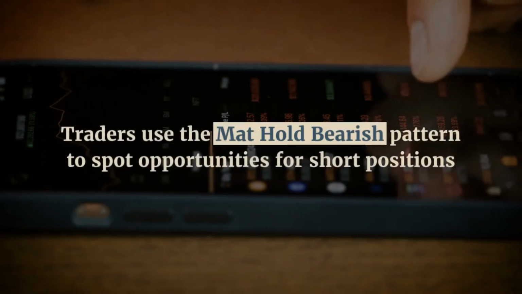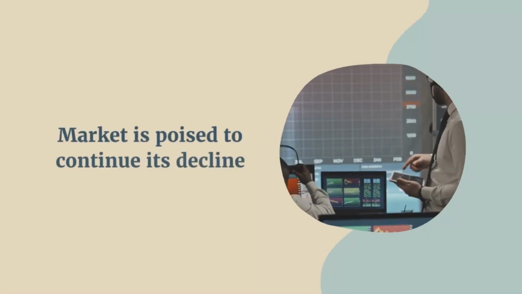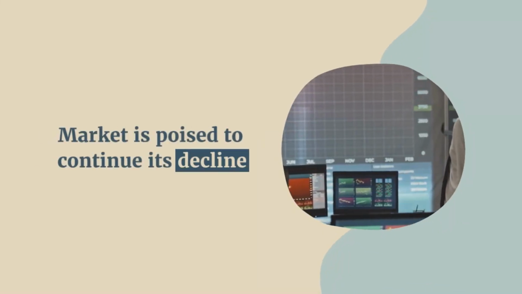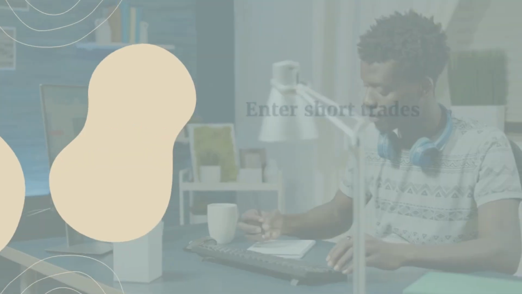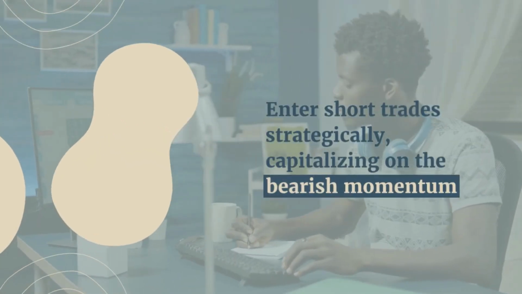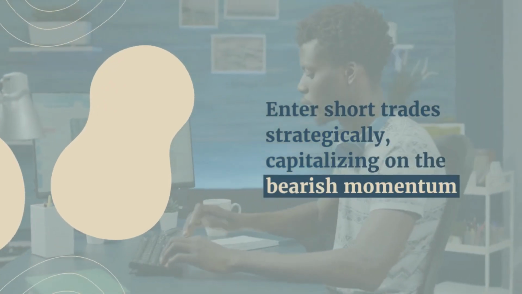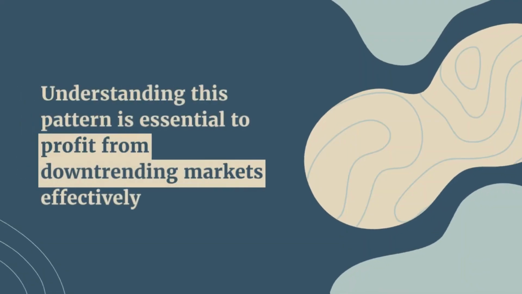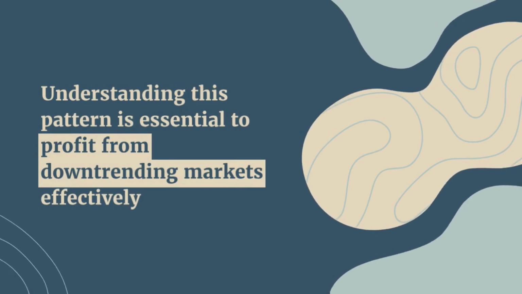Traders use the mat hold bearish pattern to spot opportunities for short positions. After a downward move, this pattern suggests that the market is poised to continue its decline. By recognizing this formation, traders can strategically enter short trades, capitalizing on the bearish momentum. Understanding this pattern is essential for those aiming to navigate and profit from downtrending markets effectively.